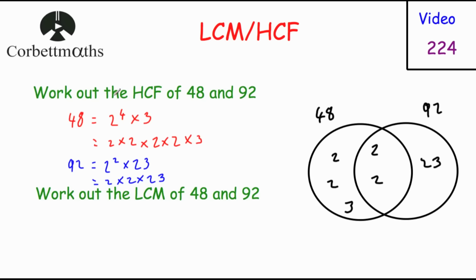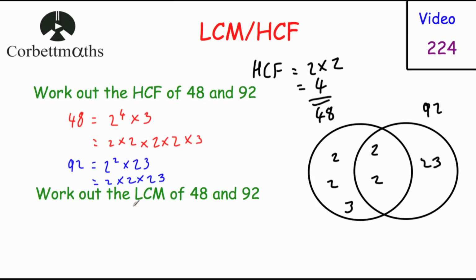So the first question says work out the highest common factor of 48 and 92. To find the highest common factor, we multiply the prime numbers in the middle. So we're going to do 2 times 2. The highest common factor will equal 2 times 2, and 2 times 2 is equal to 4. So the highest common factor is 4.